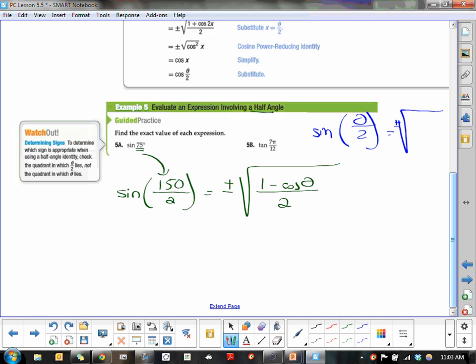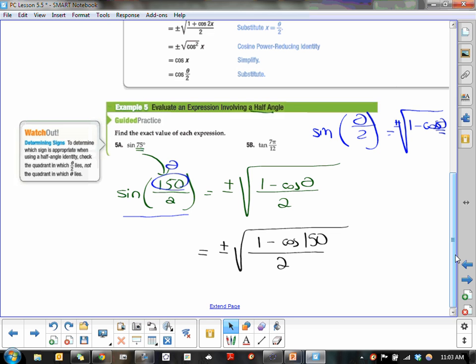The part I want to emphasize is 1 minus the cosine of theta. What is theta in this problem here? 150. It's this 150 that is theta. So we're going to plug in plus or minus the square root of 1 minus the cosine of 150, all over 2. I didn't make a big issue of it, but why is 150 a decent angle? It's a multiple of what? 30. So we know a 30, so we'll know a 150.